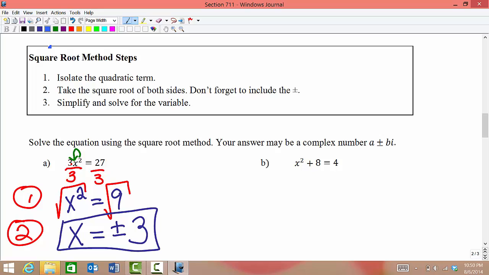For part B, we want to once again isolate the quadratic term. The square here applies to only the x, so we need to get rid of this positive 8. Now, in between the x squared term and that positive 8, we are doing addition. We want to do the opposite of that to get rid of the 8, so we will do subtraction. I will subtract 8 from both sides, and now I have isolated the x squared term. We have x squared is equal to negative 4.